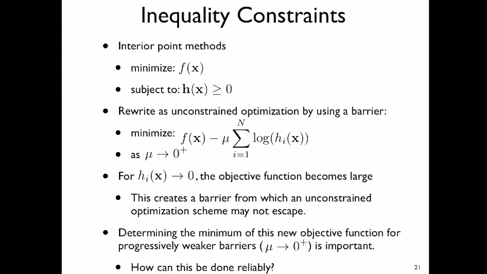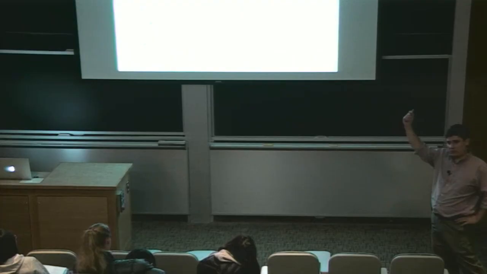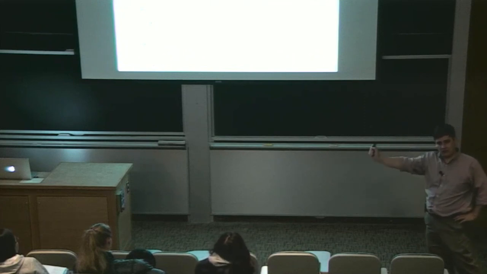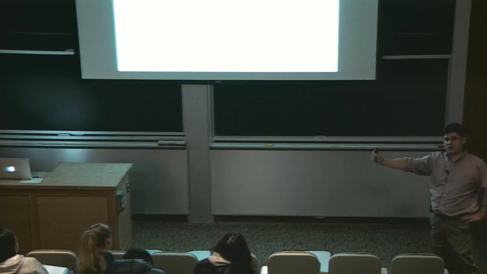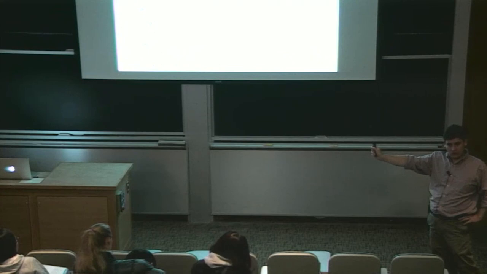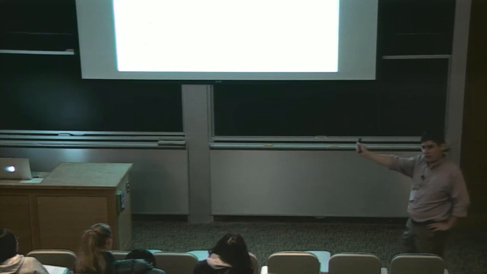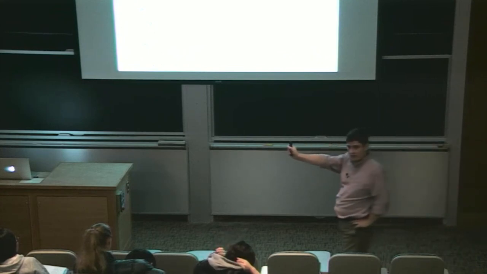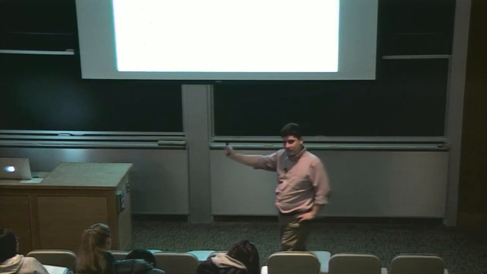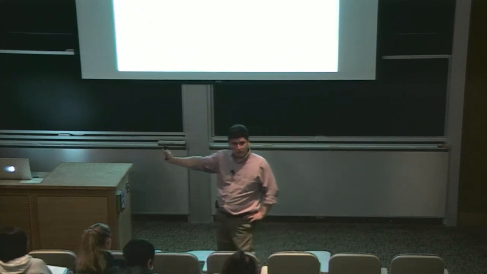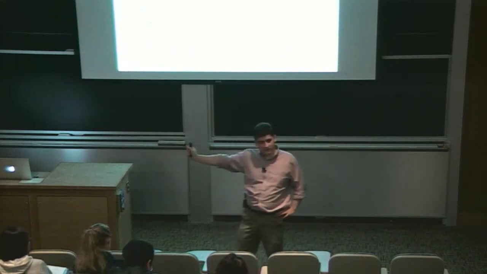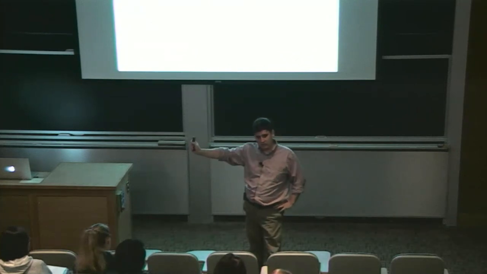This is called an interior point method. So we have to determine the minimum of this new objective function for progressively weaker barriers. So we might start with some value of mu, and we might reduce mu progressively until we get mu down small enough that we think we've converged to a solution. So how do you do that reliably? What's the procedure one uses to solve a problem successively for different parameter values?